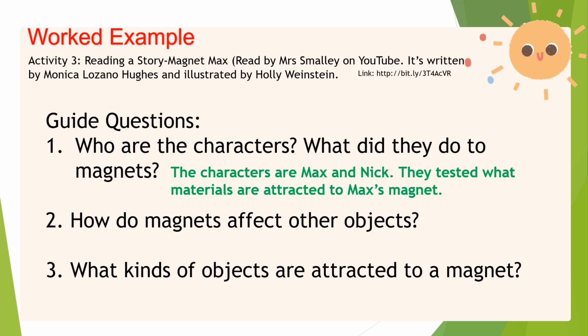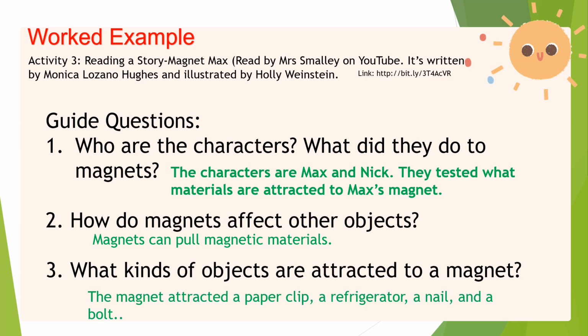Now, how do magnets affect other objects? So based on the story, magnets can pull magnetic materials. And what kind of objects are attracted to magnets? Okay, the magnet attracted a paper clip, a refrigerator, a nail, and a bolt. These are all materials that are made of iron.